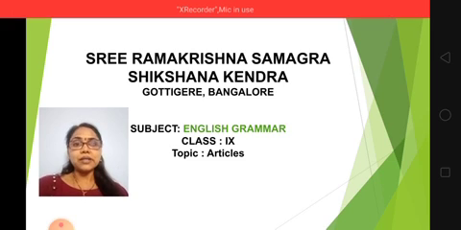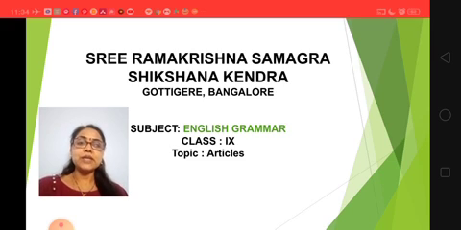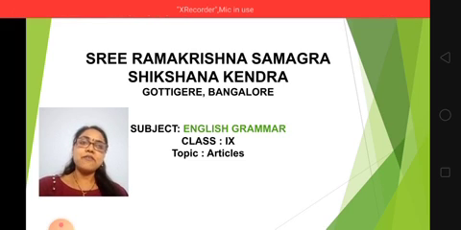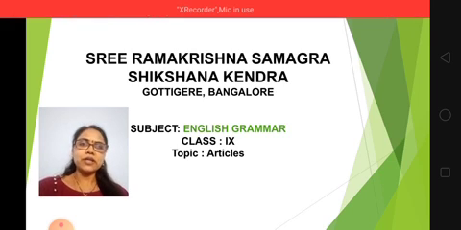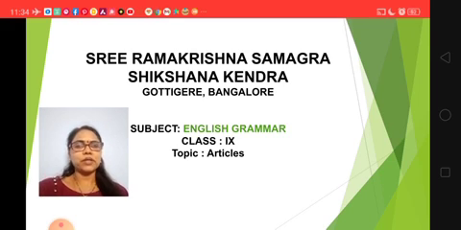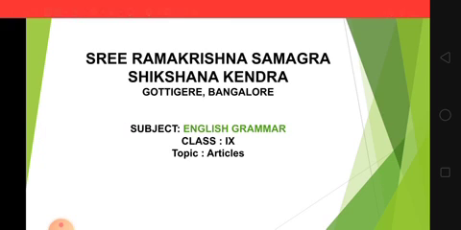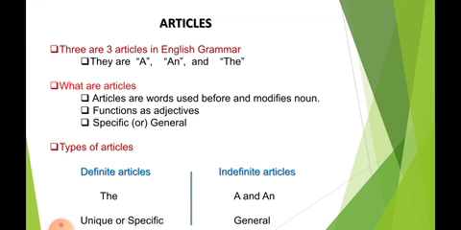So, this topic is dependent upon vowels and consonants. We use articles depending upon the sound of the letters. Okay, now let's get into the topic. There are three articles in English grammar. What are they? They are a, an, and the.